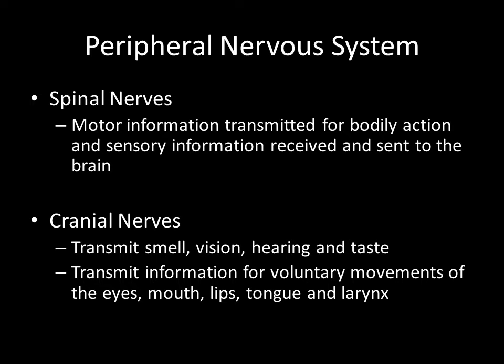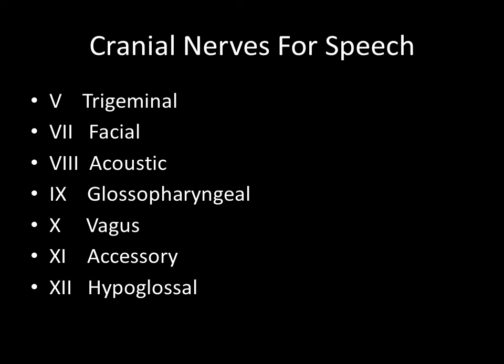Spinal nerves primarily transmit for body action and receive information sent to the brain. Cranial nerves transmit smell, vision, hearing, and taste, and also voluntary movements of the eyes, mouth, lips, tongue, and larynx. Cranial nerves innervate muscles. So what that means is messages from the brain go to the muscles through the nerves. They can send sensory messages or motor messages or both.